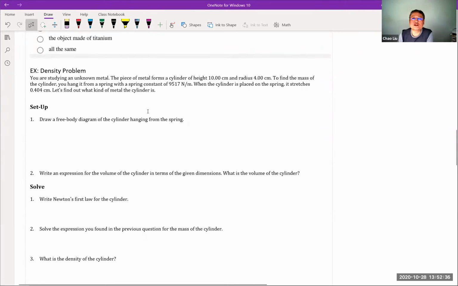The first example I wanted to show you, this one here, is the density problem. I already gave you one simple one. Now here, you study an unknown metal, meaning we try to find out the density of the metal. So this problem is to find out the density of this one here, because each material has a different density. And I tell you the object is a cylinder. It's like this shape, and this is the object. It has a height. The height is 10 centimeter.